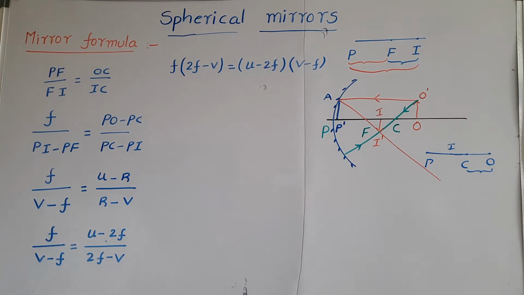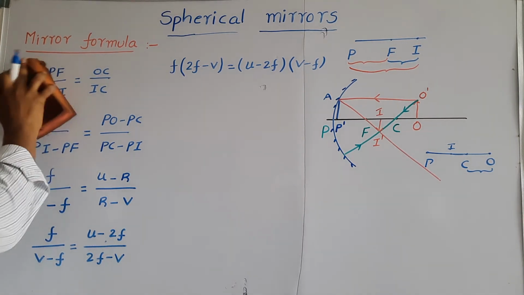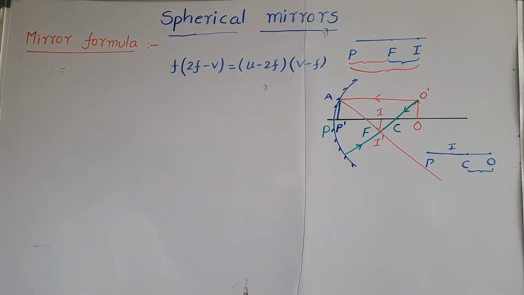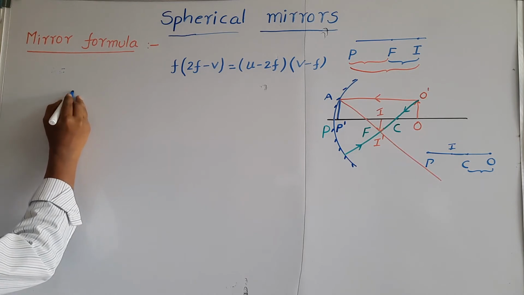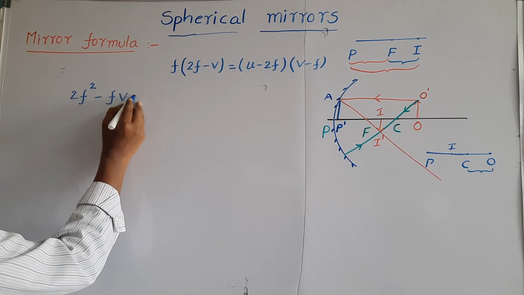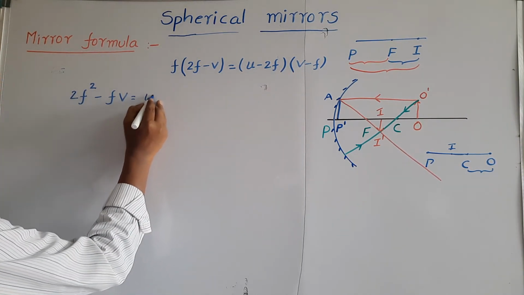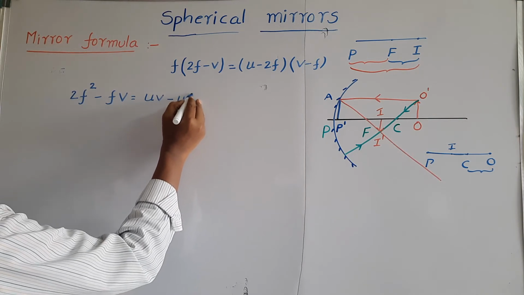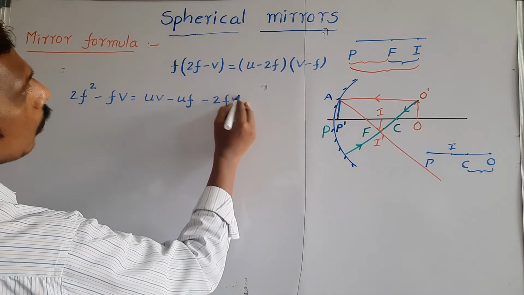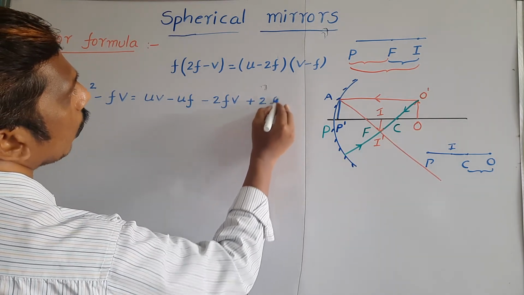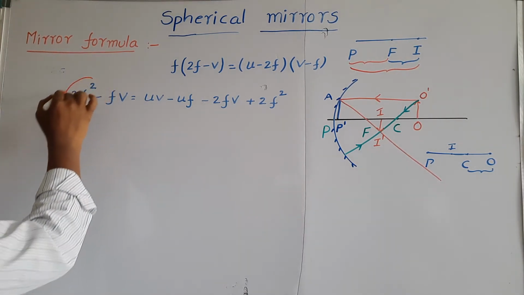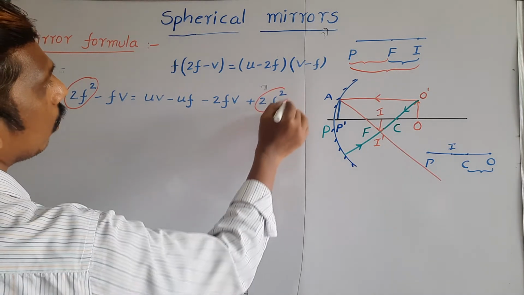Next, multiply, then we get F into 2F, that is 2F square minus F into V, FV, which is equal to U into V, UV minus UF minus 2FV, minus into minus plus 2F square. So if you observe here, left hand side and right hand side, 2F square term is there. Both terms get cancelled.